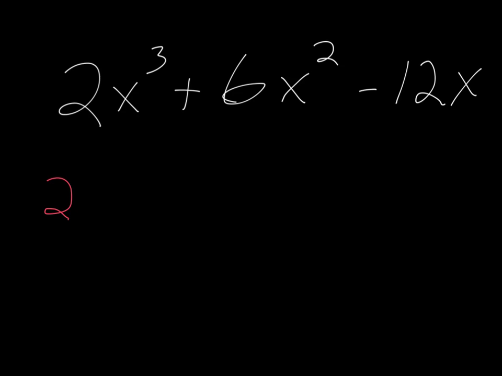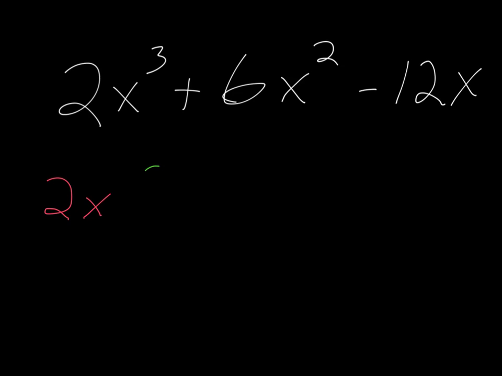Then you want to go back and look at all the variables. I've got an x cubed, an x squared, and an x. The greatest common factor of all of your variables will always be the one with the smallest power. So I've got x cubed, x squared, and just plain old x. Well, x is the smallest power of all those, so that's going to be my GCF for the variable. So 2x together is going to be the GCF of the entire polynomial we have here.